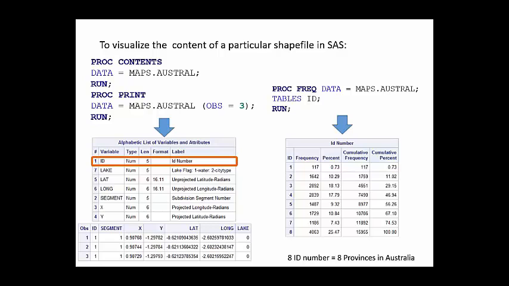Now, let's see what is in a shapefile. The example we are taking here is the SAS shapefile for Australia. By using proc contents and proc print, we can see that it contains longitude and latitude, and also a variable called ID. The variable ID can potentially be the variable to match with response datasets. We can use a proc freq to visualize the frequency of ID, and there are 8 different values from 1 to 8 included in the dataset.